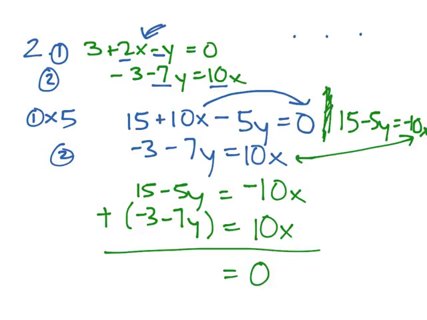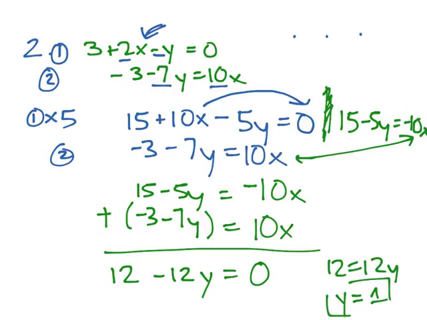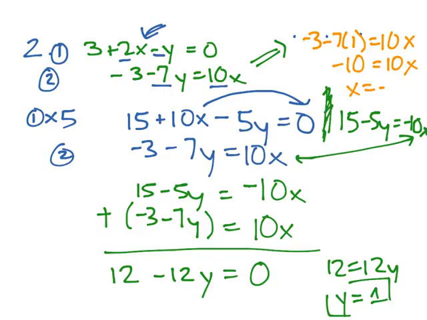15 minus 3 is 12. Minus 5y minus 7y is minus 12y. So we have 12 is equal to 12y, y is equal to 1. And plugging that back in, we get minus 3 minus 7 times 1 is equal to 10x, minus 10 is equal to 10x. So x must be equal to negative 1. So our answer is x, y is minus 1, 1.